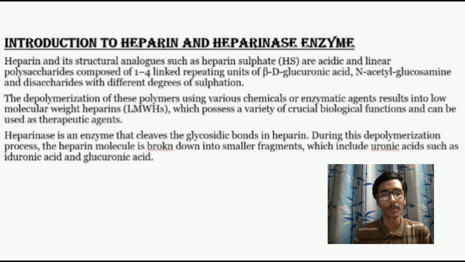Heparin is a sulfated polysaccharide composed of beta-1,4 linked glucuronic acid and N-acetyl glucosamine and other disaccharides. The depolymerization of heparin produces low molecular weight heparins, which have crucial biological roles and can act as therapeutic agents.